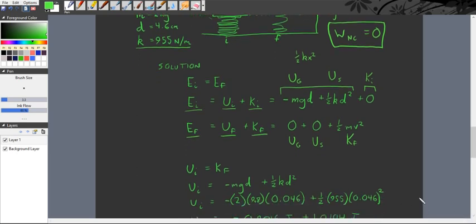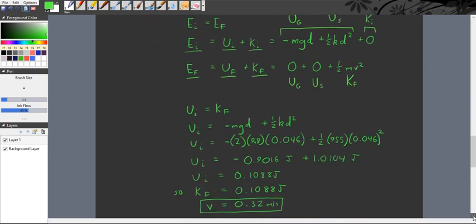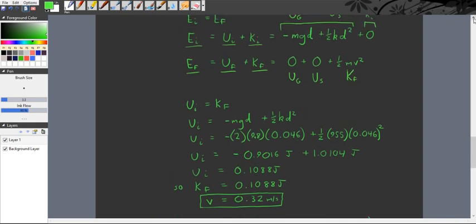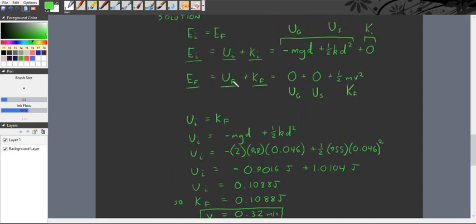Okay, solving for this problem is pretty straightforward. So let's go back here. We know that your initial energy is equal to your final total energy. So ui plus ki is equal to uf plus kf. And we know that our initial kinetic energy is 0, and that our final potential energy is 0. So we have a very simple relationship here that we're going to take advantage of.